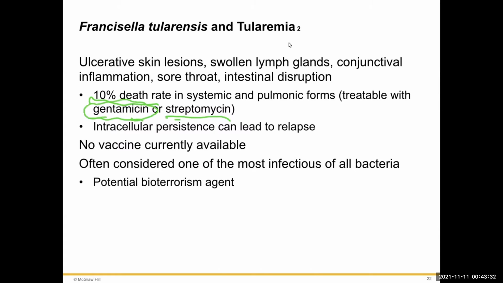Gentamicin is a very powerful antibiotic that we have. A lot of times, gentamicin causes deafness or inner ear problems, problems with your equilibrium and balance, so we don't like to use it if we can, but in this case we have to. It's such a nasty bacteria. Intracellular persistence can lead to a relapse after treatment. No vaccine is currently available for this disease. It is often considered one of the most infectious of all bacteria. Because it's so infectious and so hard to treat, it is a very potential bioterrorism agent.